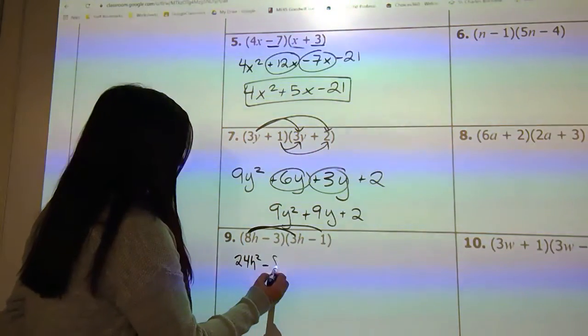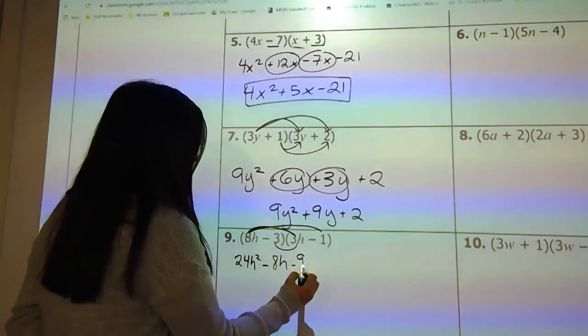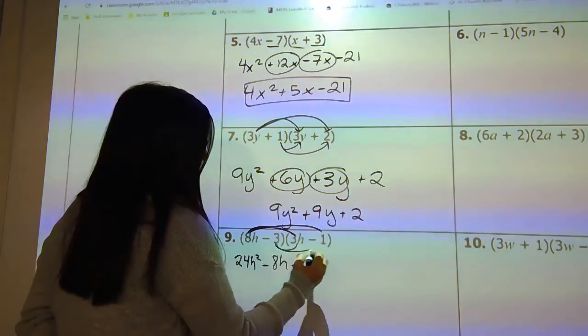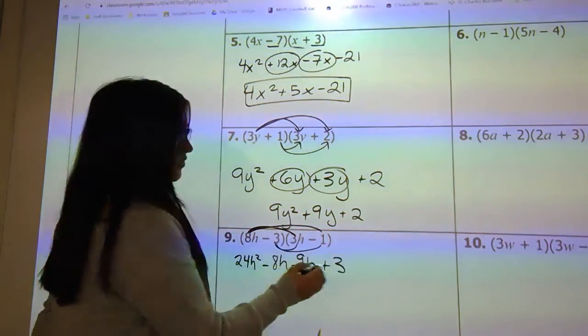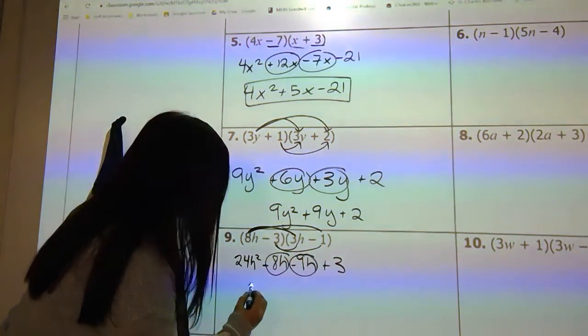8h times negative 1 is negative 8h. Negative 3 times 3h gives me a negative 9h. And negative 3 times negative 1 gives me a positive 3. Be careful with those negatives, okay? So combine these like terms.